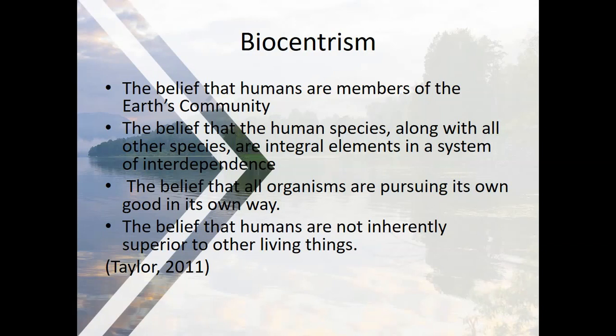B. The belief that the human species, along with other species, are integral elements of a system of interdependence, such that the survival of each living thing, as well as its chances of faring well or poorly, is determined not only by the physical conditions of the environment, but also by its relations to other living things. C. The belief that all organisms are teleological centers of life, in the sense that each is a unique individual pursuing its own good in its own way. D. The belief that humans are not inherently superior to other living things.